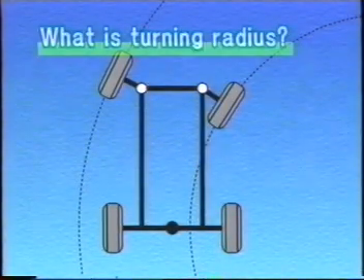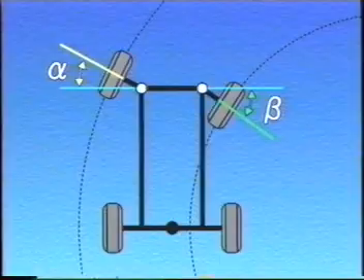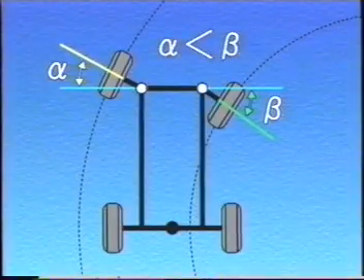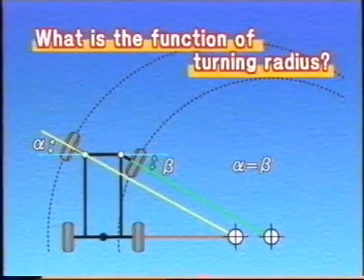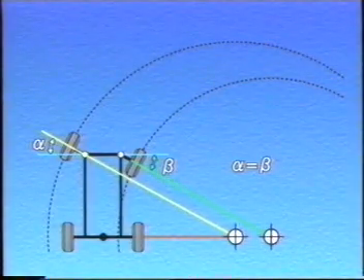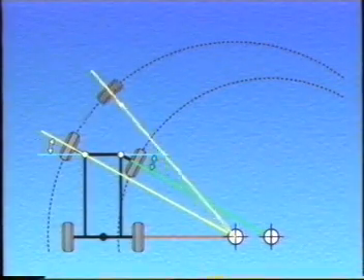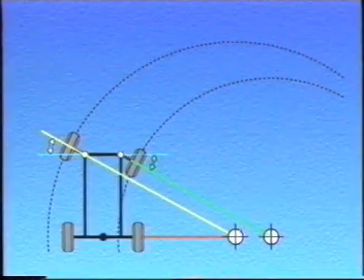Turning radius refers to the turning angle of the left and right front wheels during cornering. By making the turning angle of the left and right wheels different, the four wheels of the vehicle turn around the same center. If the angles for the left and right front wheels were the same, each wheel would turn around a different center. So side slipping of the tires would make smooth turning impossible.